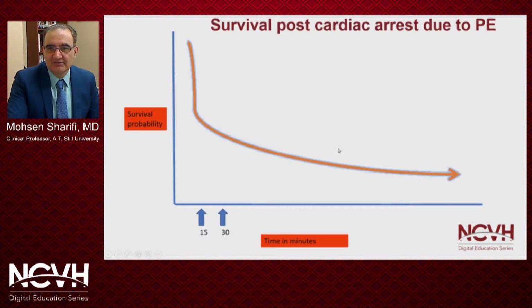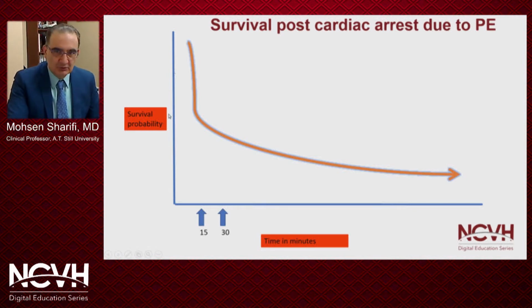Now, this is a graph I've made, which is important, and we'll come to this later in the talk. This is in reference to survival of patients post-cardiac arrest due to PE. So it is a unique category of patients who have had cardiac arrest. And as you can see, the survival is very dismal, very rapidly from the onset of the event. Now, you can see deliberately I have not put the survival probability because really nobody knows that.